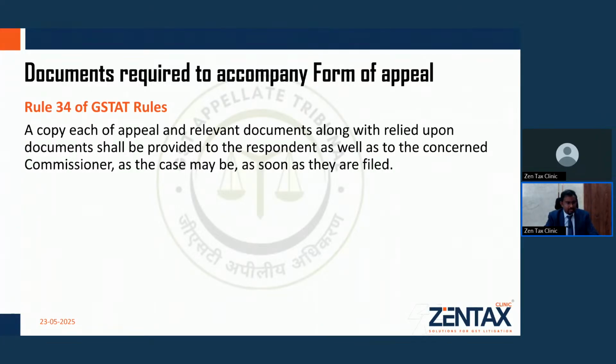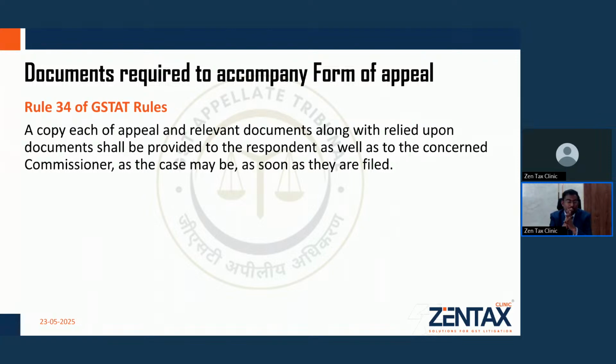Right? So next, should I certify only the copy of the order, or should I certify each of the relied upon documents also? This is contained in rule number 34 of the GST rules. The copy of each of the appeal and the relevant documents along with the relied upon documents shall be provided to the respondent as well as to the concerned commissioner, as the case may be, as soon as they are filed.